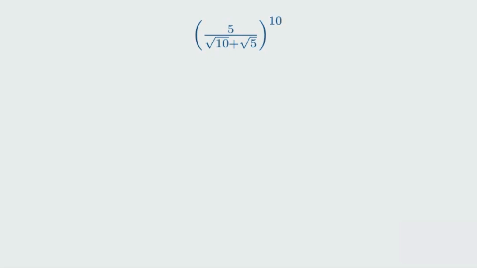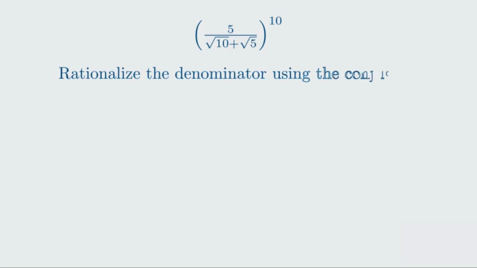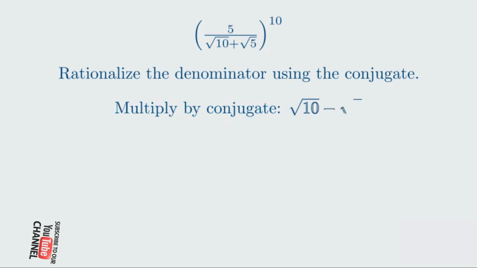It's generally not good practice to leave a radical in the denominator of a fraction. To get rid of it, we use a technique called rationalization. Rationalization is the process of eliminating any radical expressions in the denominator. To do this with a denominator that is a sum of 2 radicals, we multiply both the numerator and the denominator by its conjugate. The conjugate of a plus b is a minus b. So, the conjugate of square root of 10 plus square root of 5 is square root of 10 minus square root of 5. We'll multiply both the top and bottom of our fraction by this conjugate.